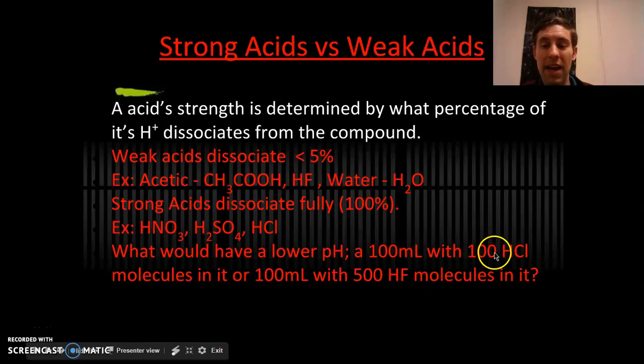So this will have a lower pH because there's 4 times more protons even though there's fewer molecules in there. So for the stronger acid, you have to have 20 times more of a weak acid in solution to make it a lower pH. That's what that means. Hopefully it makes sense. If it doesn't, let me know, ask some questions, shoot some emails.